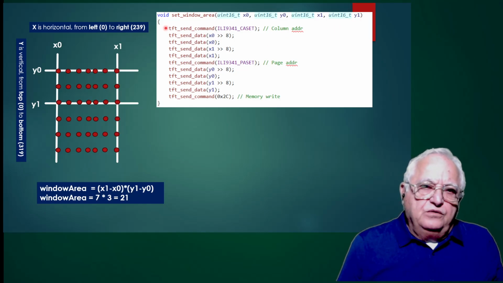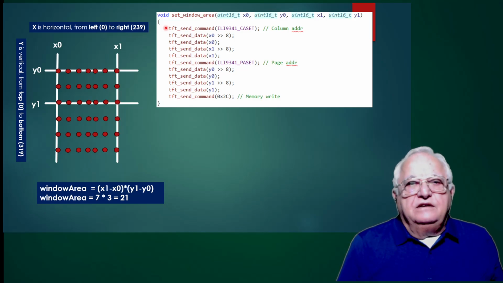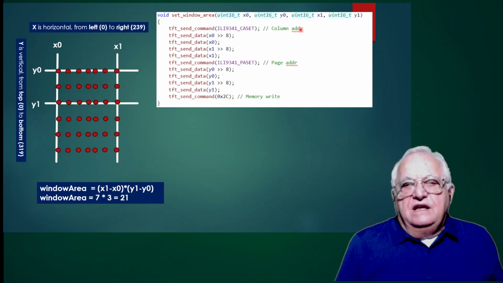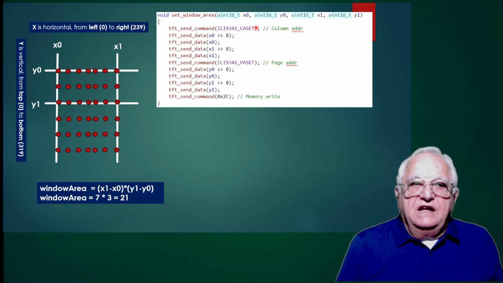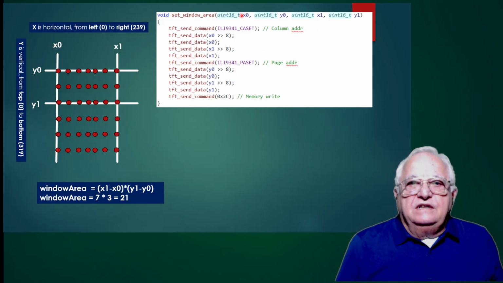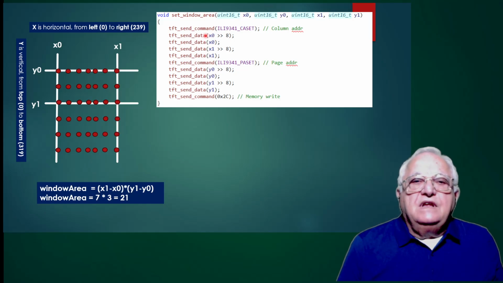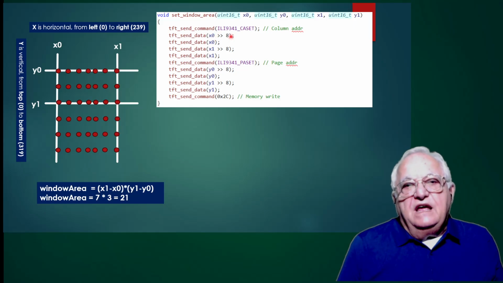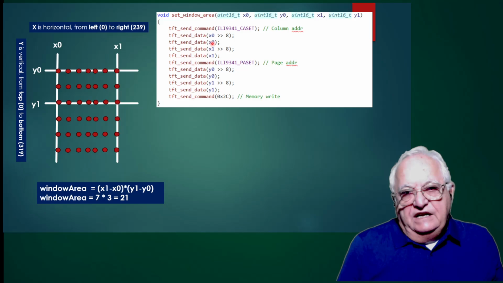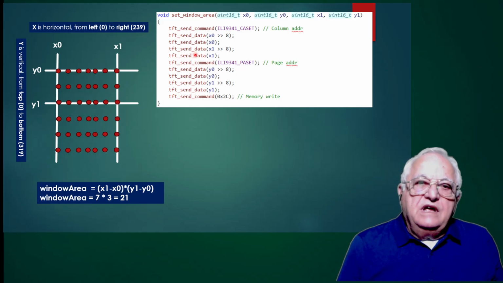So the first item I do, and don't forget, like I showed you, we go command, data. The first is a command, which is called CASET. And that tells it that I'm going to define the columns. So take the first column, x0, and send the most significant 8 bits first, and then the least significant bits. Then take x1 and do the same.